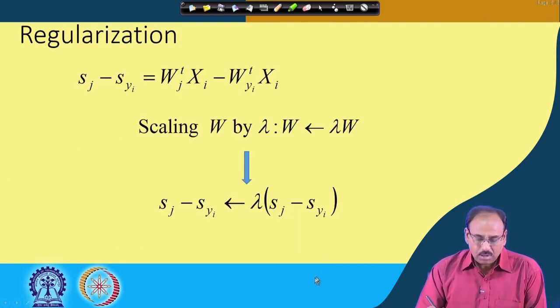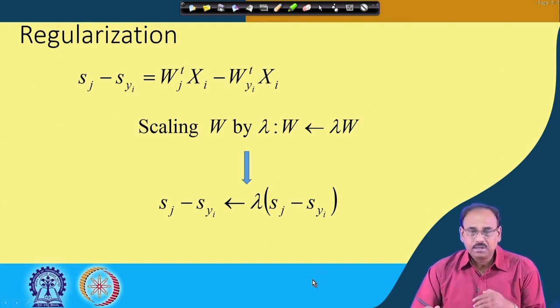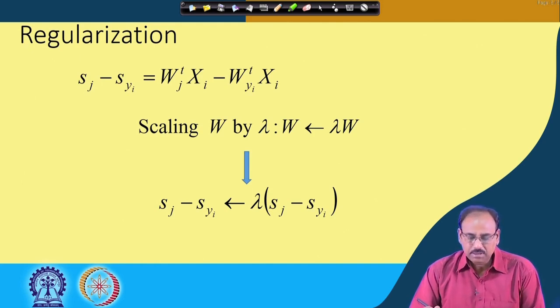So, now we have also talked about a term called regularization, because you find that we decide about the classification to be correct or not, or whether we are satisfied with the classification output or not, depending upon the difference s_j minus s_yi, which is nothing but w_j transpose, that is w_j is the jth row of the weight matrix W, that transpose x_i minus w_yi transpose x_i. And if I scale up this W by a factor lambda, then the difference s_j minus s_yi will also be scaled up by the same factor lambda.